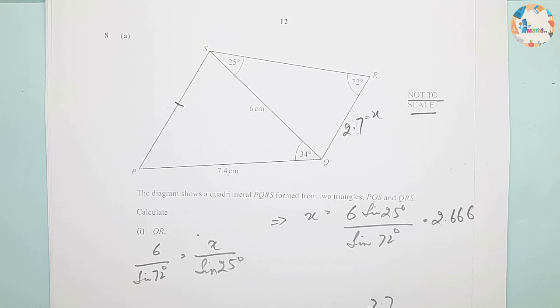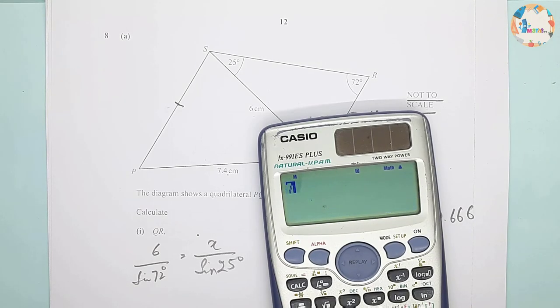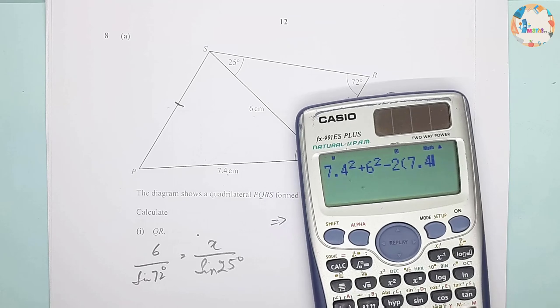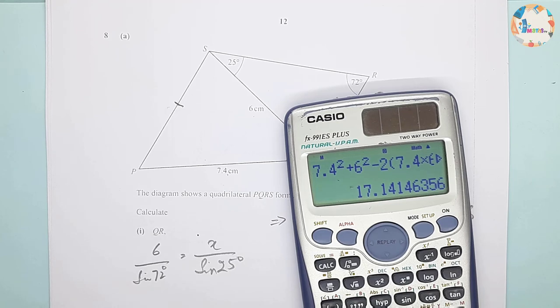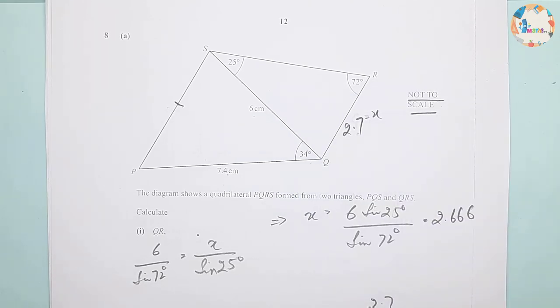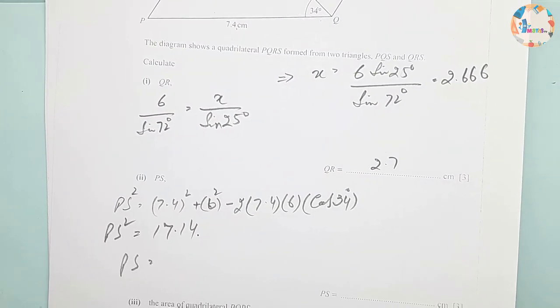So we will be calculating 7.4 squared plus 6 squared minus 2 into 7.4 into 6 into cos of 34, and this will be equal to 17.14. This is basically PS square, so PS we have to calculate. If I show you the working which I'm doing, this is the working basically.